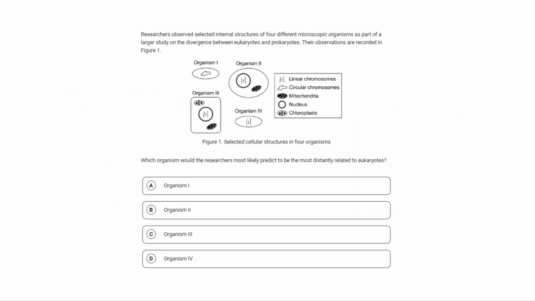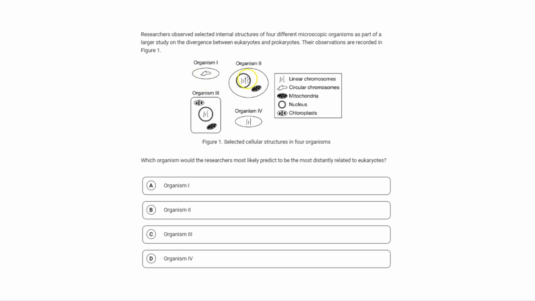Okay, so let's go through these questions together. I would pause it before I tell you the answer, so I'll tell you when I'm telling you the answer. Researchers observed selected internal structures of 4 different microscopic organisms as part of a larger study on the divergence between eukaryotes and prokaryotes. The observations are recorded in this figure. You'll see a lot of figures on the test. Which organism would the researchers most likely predict to be the most distantly related to eukaryotes?